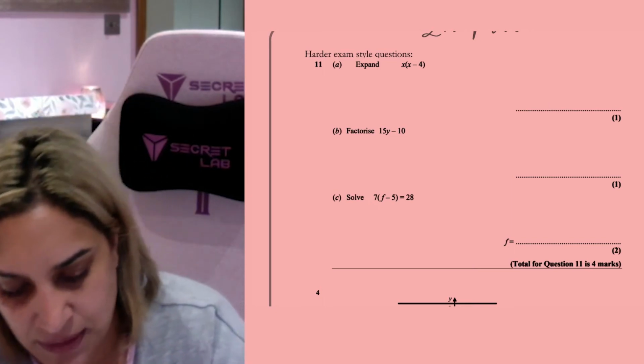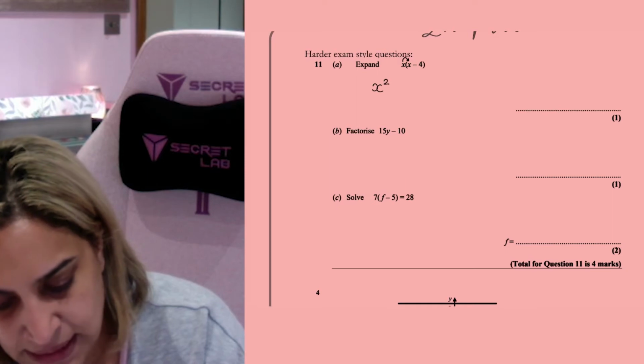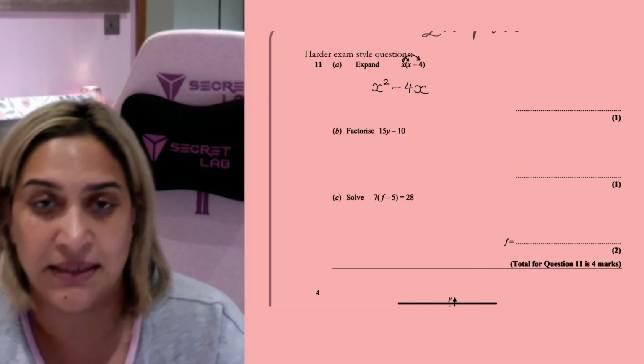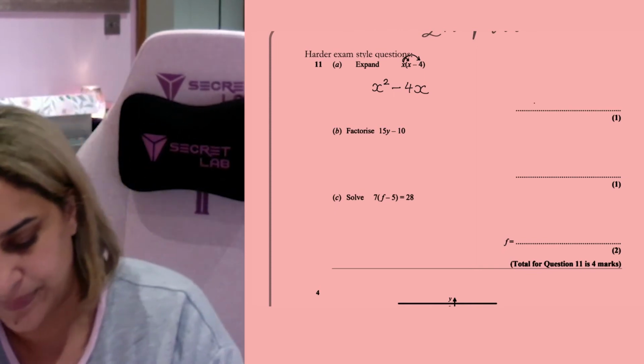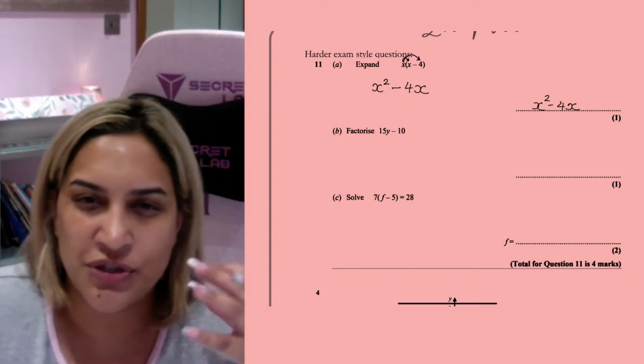So let's expand this. We've got x times x, which gives us x squared, and then x times minus 4. So that's expanding, so that's taking things out of a bracket. So we've got x squared minus 4x. Now we want to factorize.